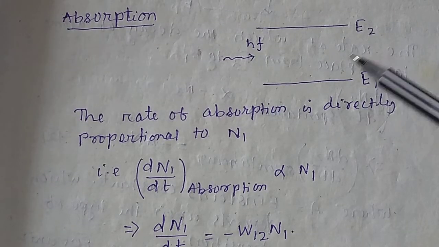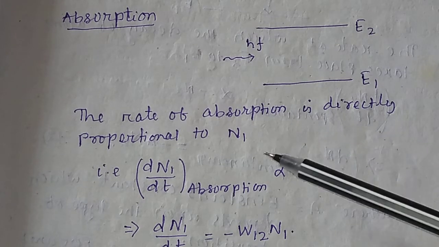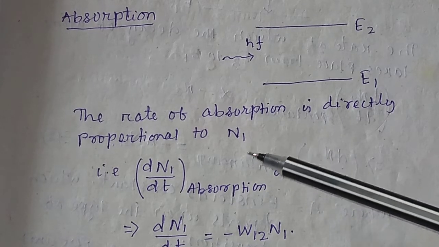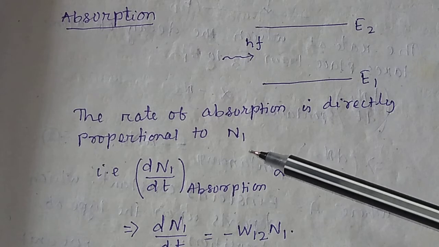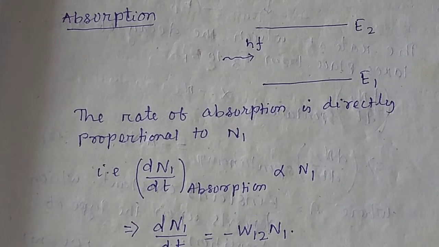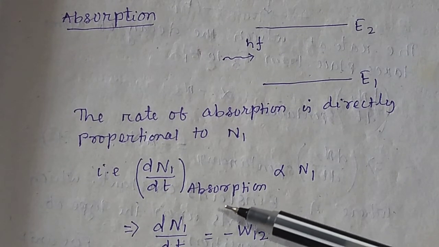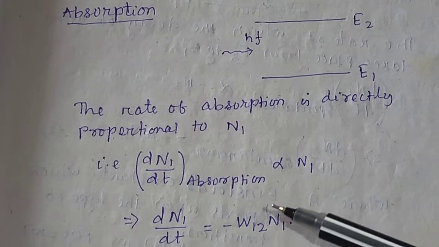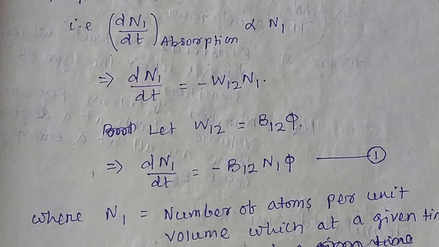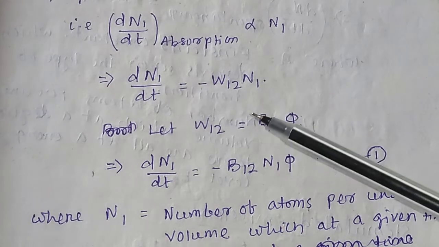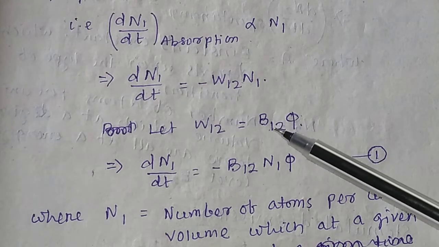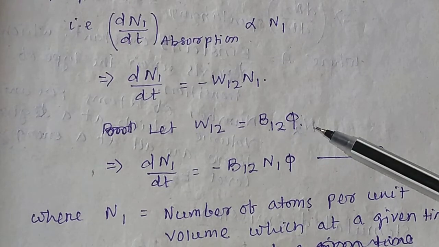Mathematically, you can write that the rate of absorption is directly proportional to N1. Here N1 is the number of atoms per unit volume which at a given time are all at energy level E1. So the rate of absorption will be equal to a constant times N1, and this constant W12 can be written as the product of two constants: one is your B12 and another one is your phi.